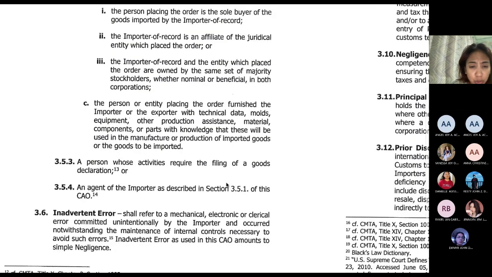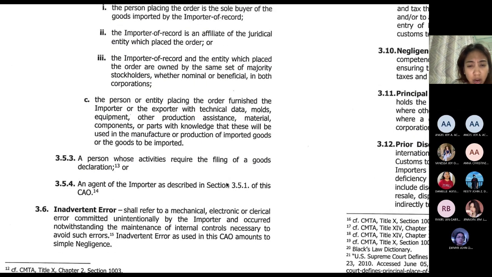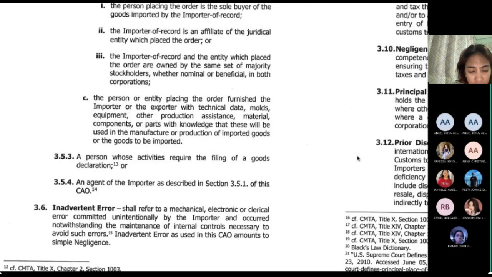Letter C. The person or entity placing the order furnishes the importer or the exporter with the technical data, molds, equipment, other production assistance, material, components, or parts with knowledge that these will be used in the manufacture or production of imported goods or the goods to be imported. 3.5.3. A person whose activities require the filing of goods declaration. Or 3.5.4. An agent of the importer as described in Section 3.5.1 of this CAO.